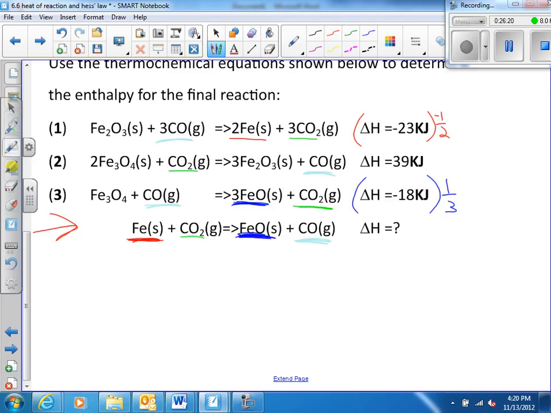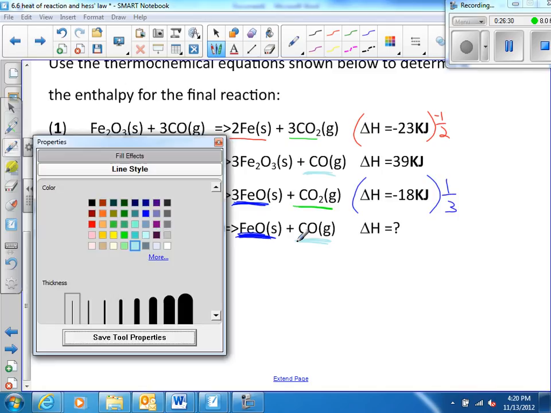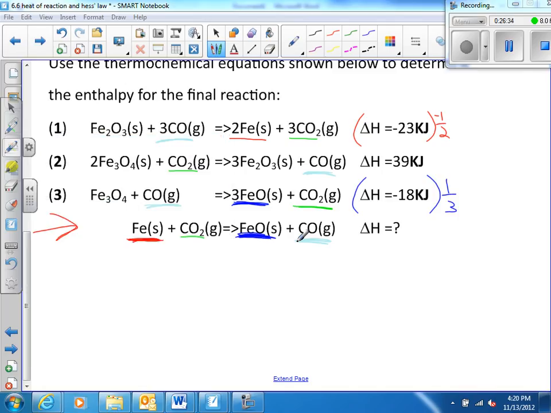In AP Chem I would, but not in Honors Chem. So let's figure this out. I'm going to switch colors again. We're going to look for how we can make this reaction by adding these three reactions so they look like what I'm trying to get to. I notice this Fe2O3 does not appear in my final reaction, so I've got to get rid of the Fe2O3 somehow.